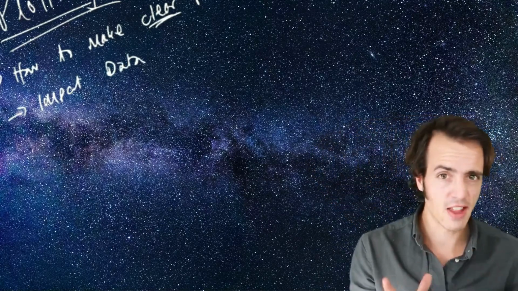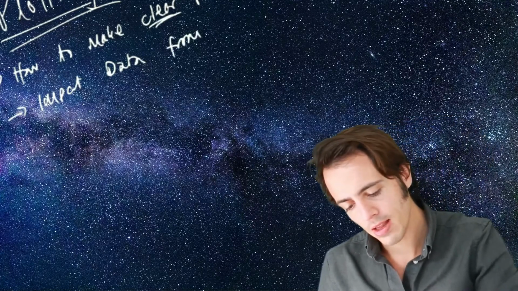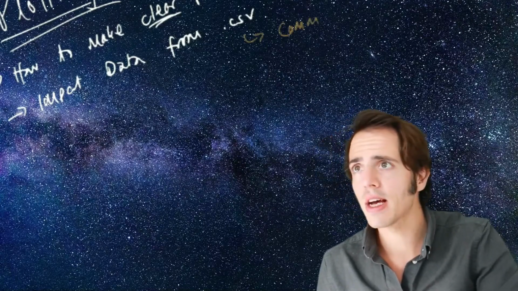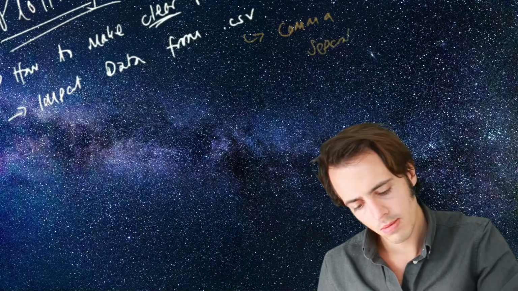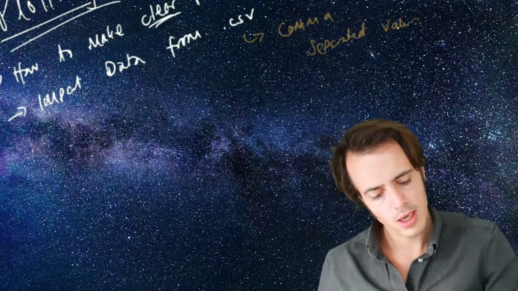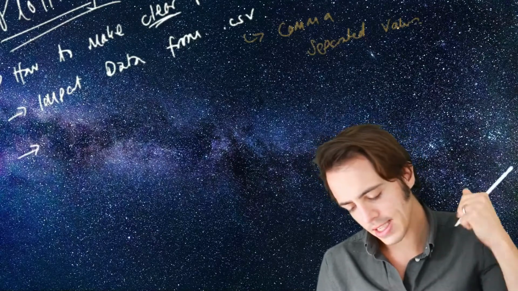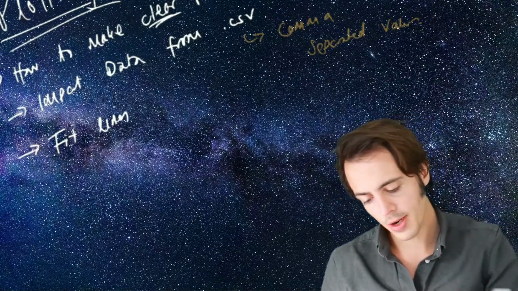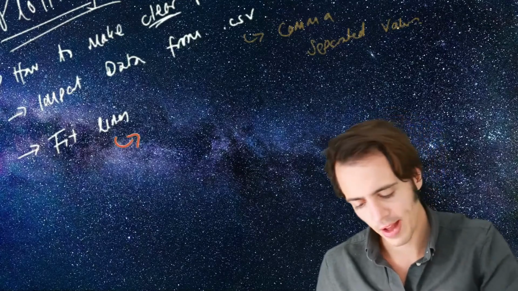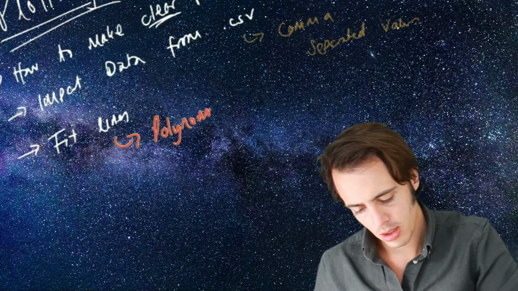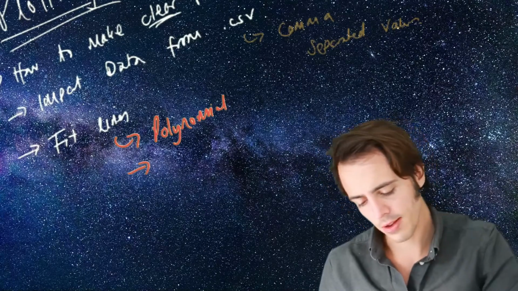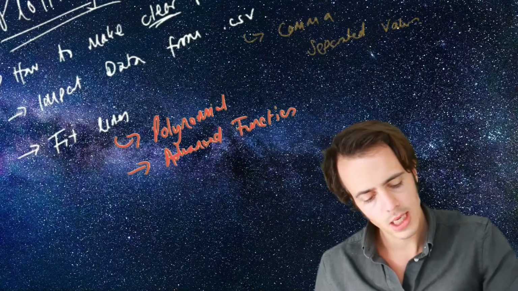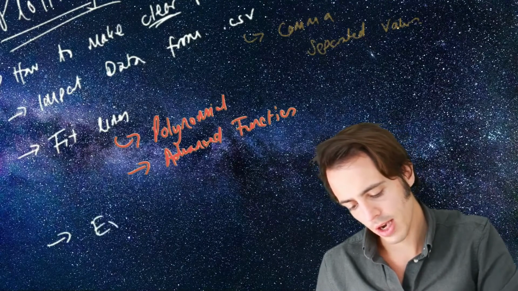So we've got data in another file, we're going to import it. So this first one that we're looking at is importing data from CSV. And CSV stands for comma separated values. Okay, so we're going to make some plots. We're then going to fit lines of different sorts. We're going to look at some polynomial fitting. Polynomial fitting is, common sense, fitting a polynomial to it. And then we're going to look at fitting some more advanced functions. And we're also going to look at how to export plots and diagrams.